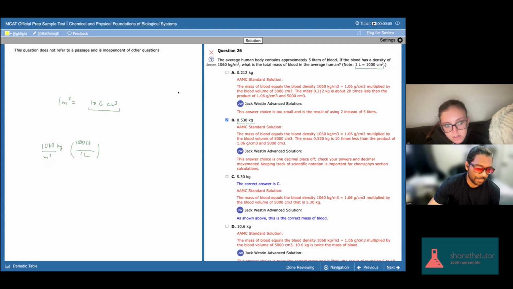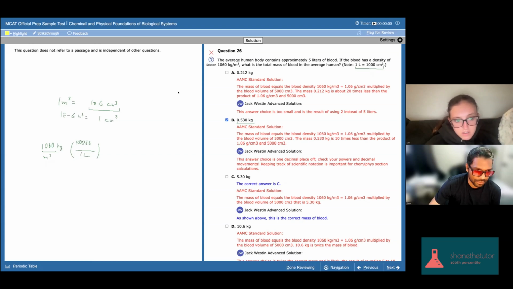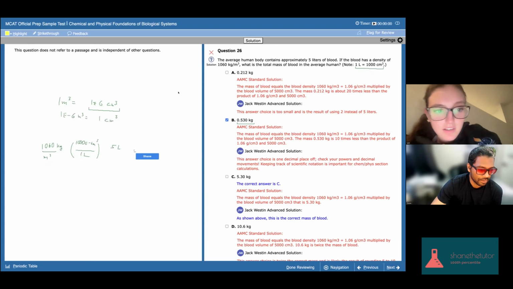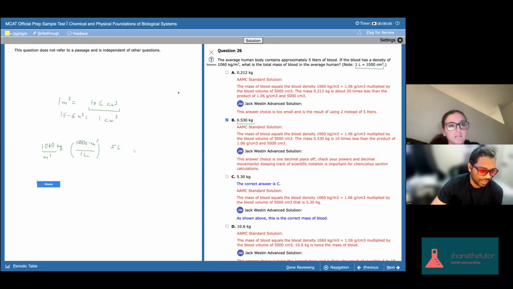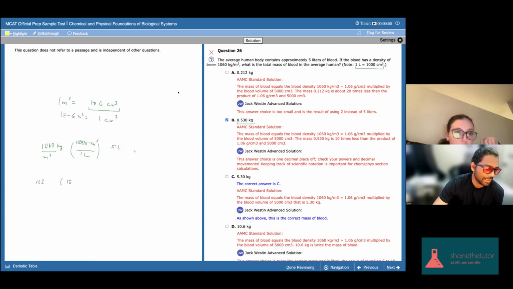If I'm converting, I'm going to just do this. 1E-6 cubic meters is equal to 1 cubic centimeter. Since I'm converting from cubic centimeters into cubic meters, I'm going to put E-6 cubic meters, and then we have 5 liters of blood. I can do 1E3 for the 1060 times 1E, so left subtract, right add. I'm moving the decimal point of the 1000 to the left 3 times, so I'm adding 3 on the right to get 1E-3.